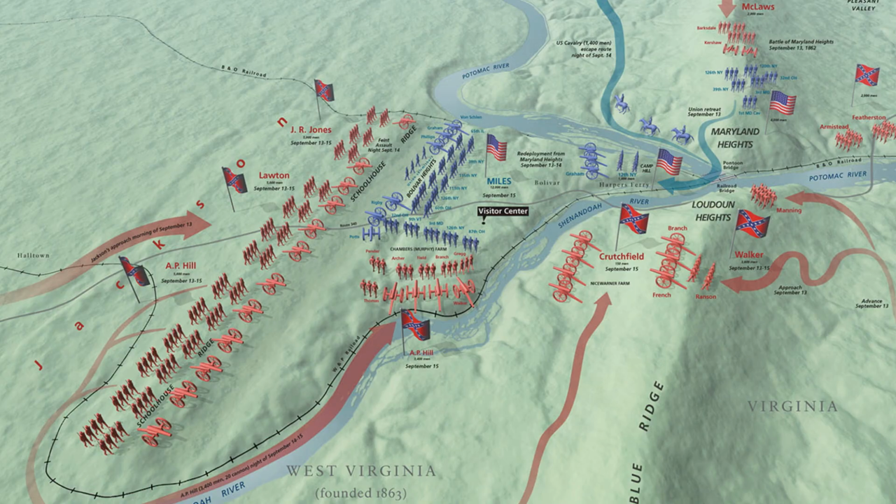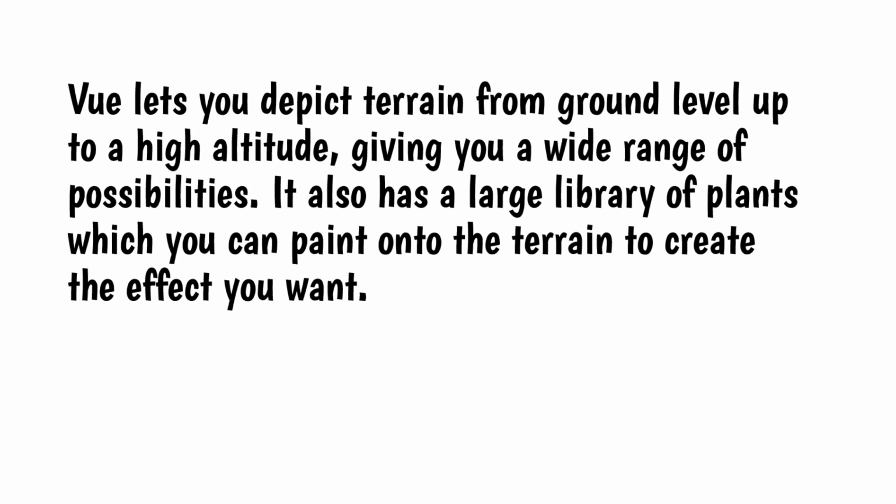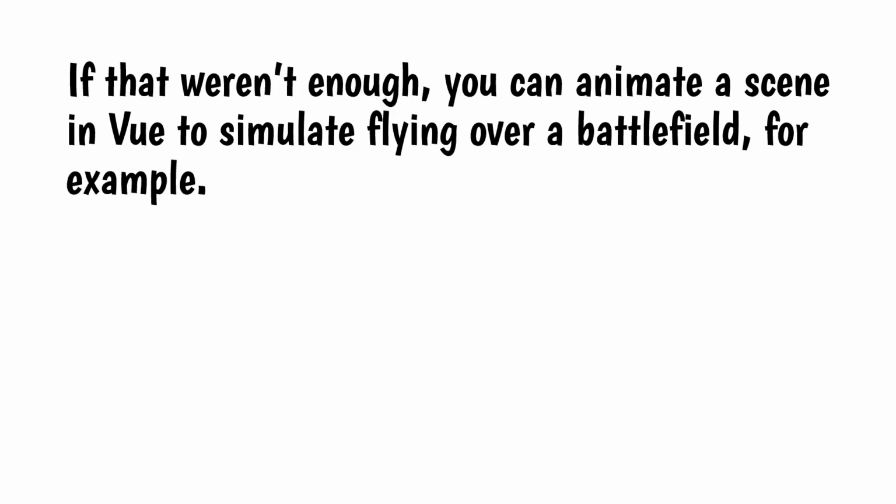This technique is especially useful for battlefield maps that need to show the overall contours of an area or any subject that would benefit from a bird's eye view. View lets you depict terrain from ground level up to a high altitude, giving you a wide range of possibilities. It also has a large library of plants which you can paint onto the terrain to create the effect you want. If that weren't enough, you can animate a scene in View to simulate flying over a battlefield, for example.